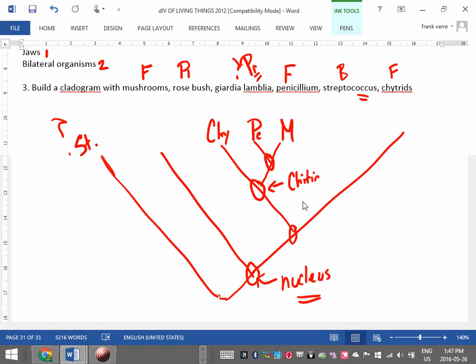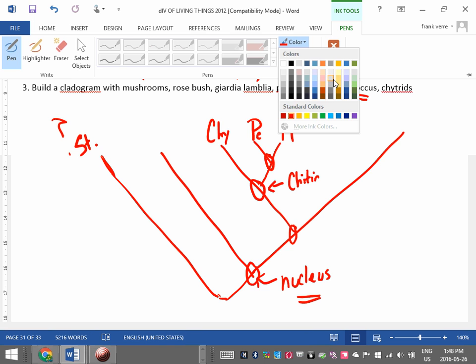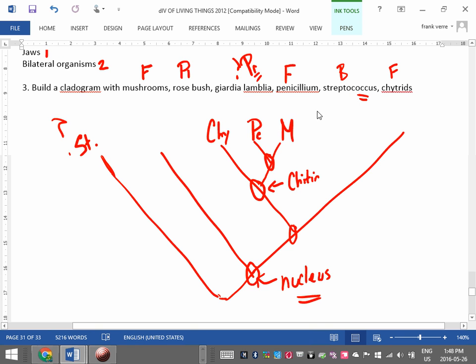Now, why did I put penicillium and mushroom more like each other? Yeah, but so is the chytrid. All three are fungi. There's something that unites penicillium and mushrooms that excludes chytrids. They can be eaten. Do all fungi have that? No. And that's actually the characteristic you put right here.